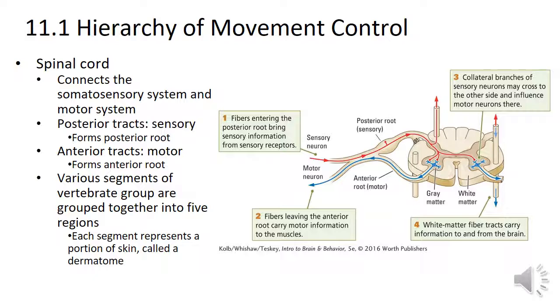We've also covered the spinal cord briefly, but just to review, this connects the somatosensory system and the motor system. So this afferent information and efferent information is connected sometimes by interneurons, or sometimes sensory neurons synapse directly onto motor neurons. There's the posterior tract, which is sensory information, and that forms the posterior root. The anterior tracts are motor and form the anterior root, and various segments of vertebrae are grouped together into 5 different regions. Each of those regions represents a portion of the skin called the dermatome.